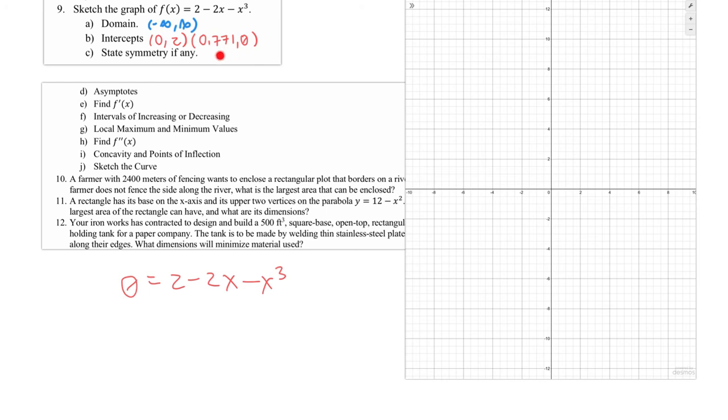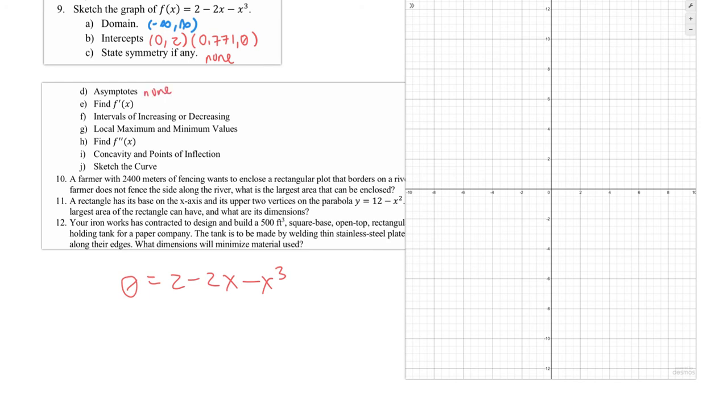With regards to the symmetry, there is no symmetry when we plug in -x for x here. It would not result in the same original function, and for that reason, it's not an even function. And when we plug in -x, it does not result in the negative version of the original function either, so therefore there is no symmetry. No asymptotes either.